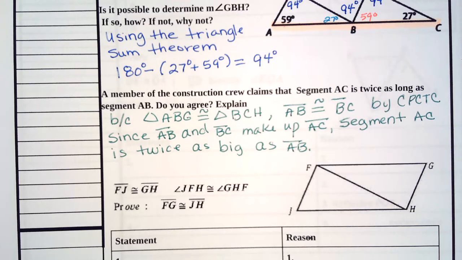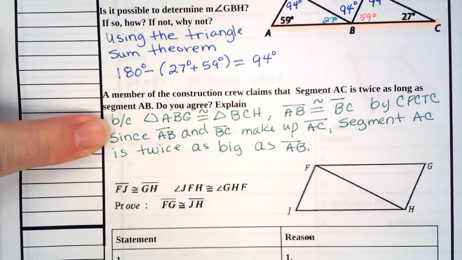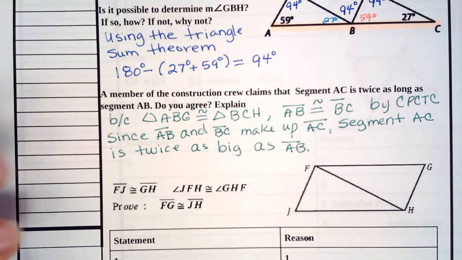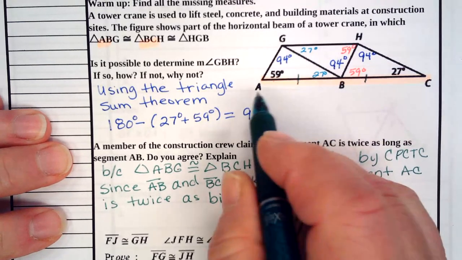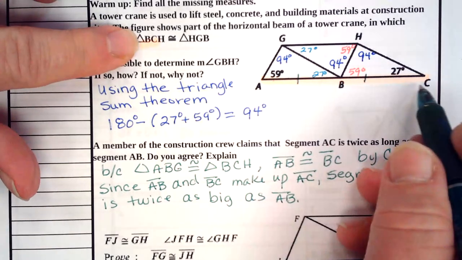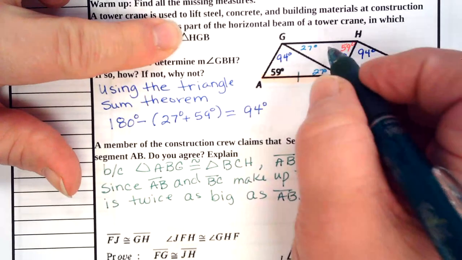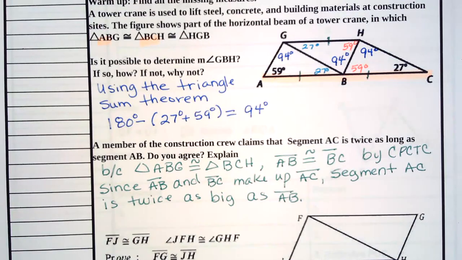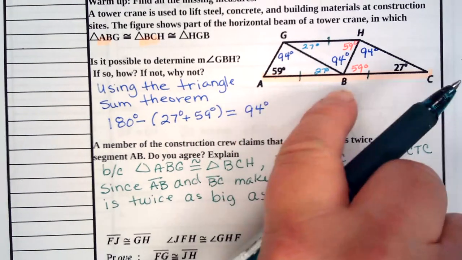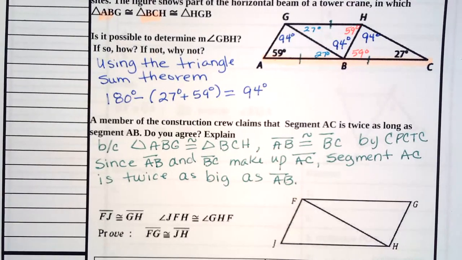So that was our two warm-up questions. Even if you didn't do the proof, I hope you were able to think about it. Because we know these: AB is the first two, BC is the first two, HG is the first two. All three of those segments have to be congruent. And since the two equal segments make up the whole piece, we know that it has to be twice as big.